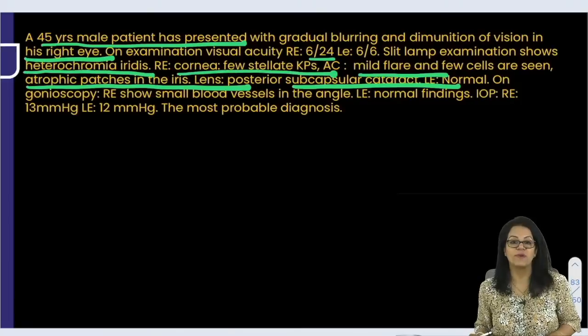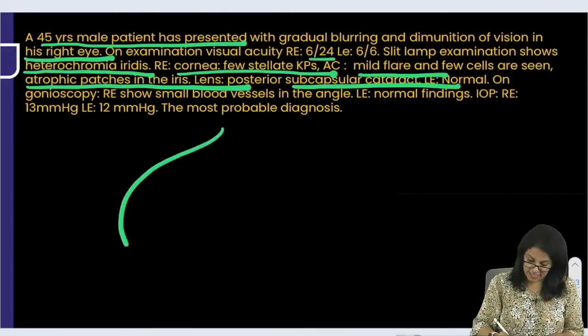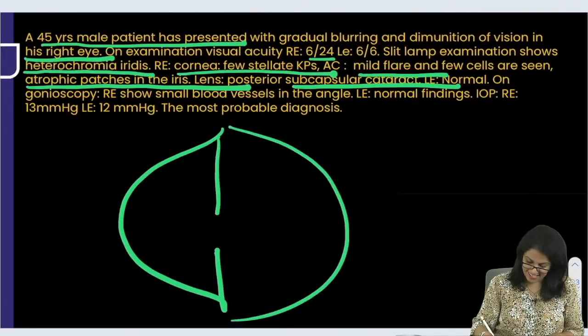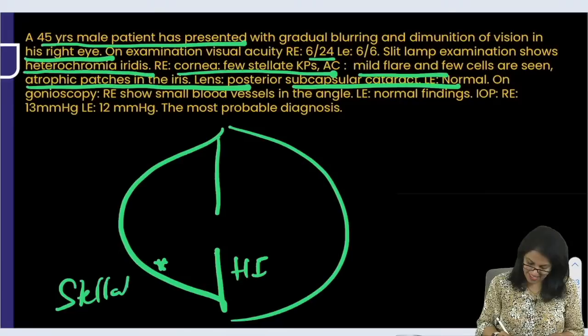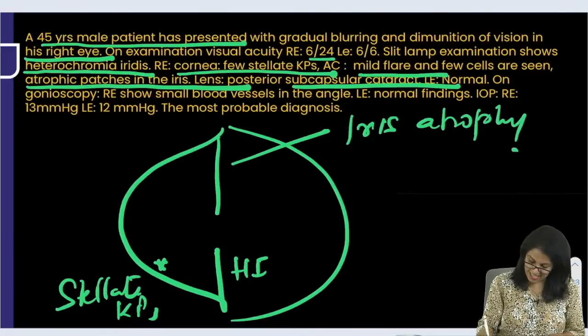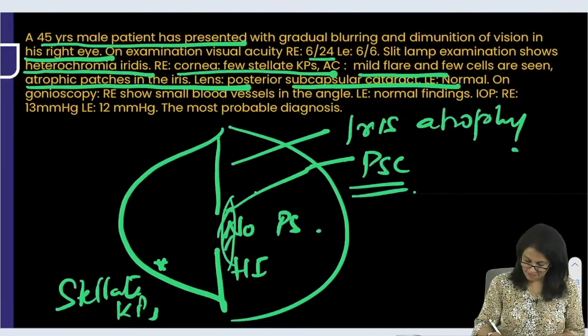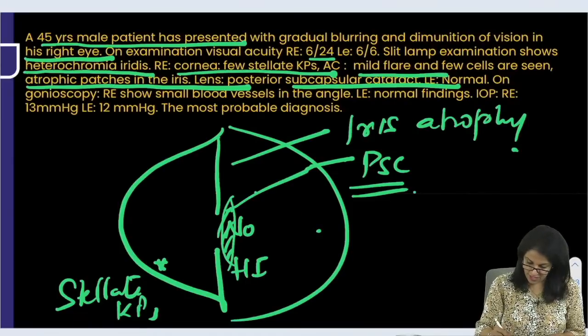What are you talking about? Stellate KPs, heterochromia iridis, HI with stellate KPs, right? And iris atrophy. Make the diagram, you will never forget. Because of this, no posterior synechia, but of course there can be posterior subcapsular cataract, very common. No synechia but posterior subcapsular cataract. What are we talking about?